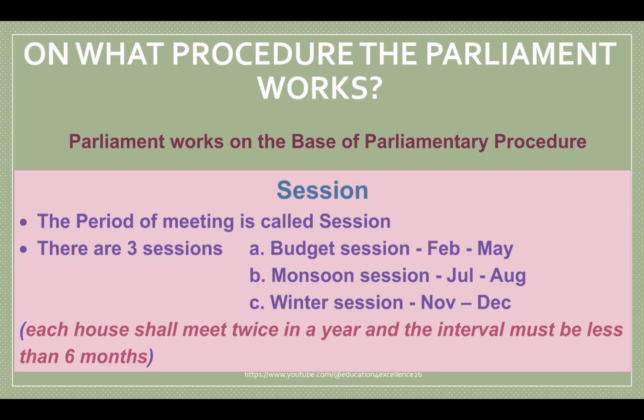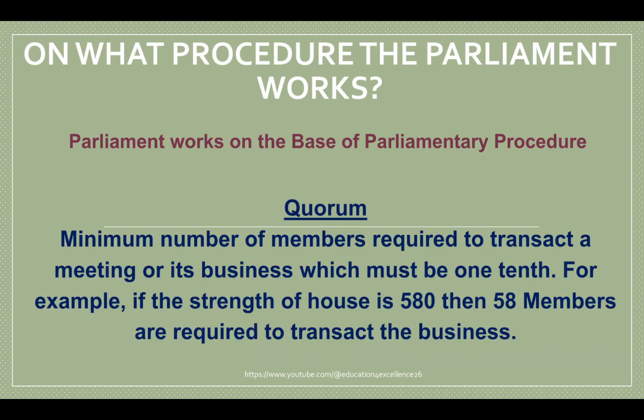Parliament works on the basis of parliamentary procedure. The first parliamentary procedure is session. Session in the sense of meeting. The period of meeting is called session. There are three sessions. One, budget session, which is held in the month of February to May. Monsoon session, July to August. Winter session, November to December. Each house shall meet twice in a year and the interval must be less than 6 months.